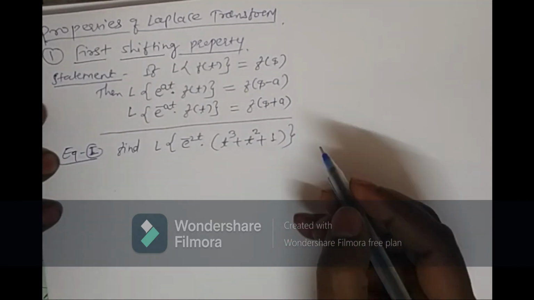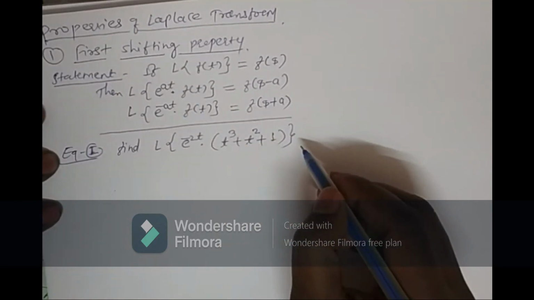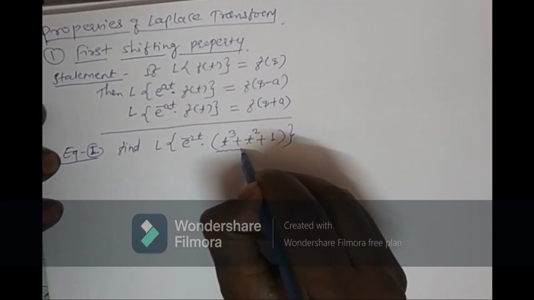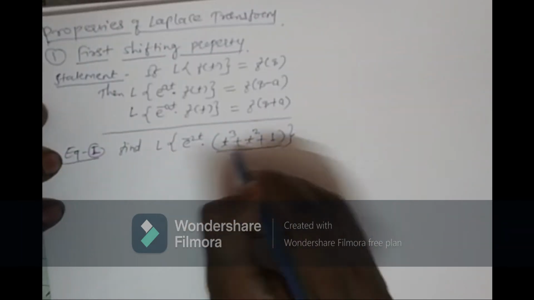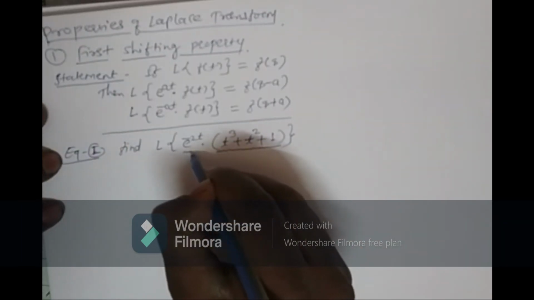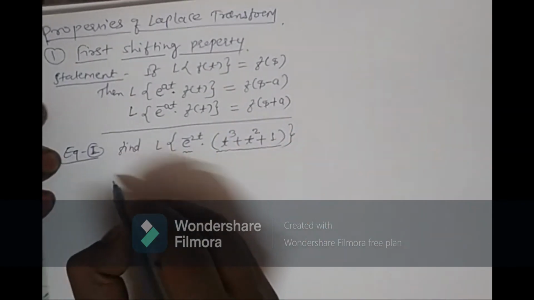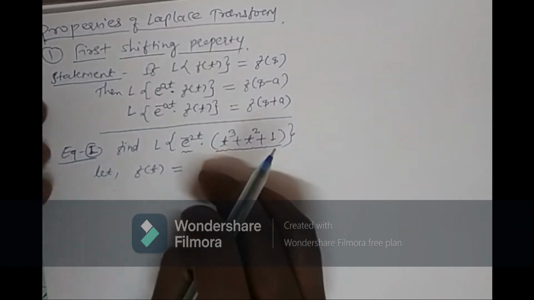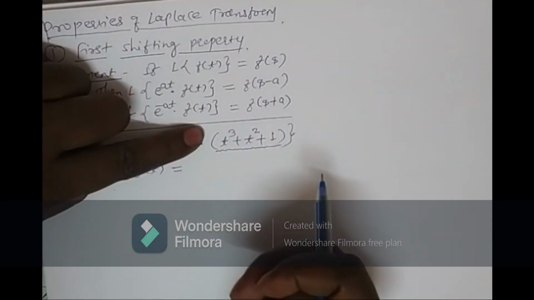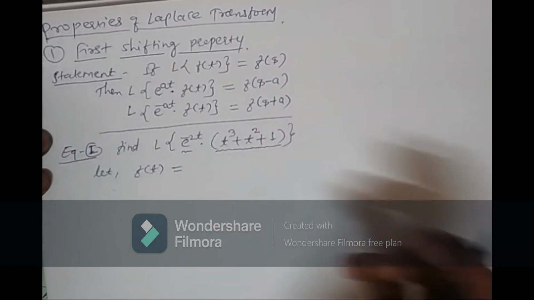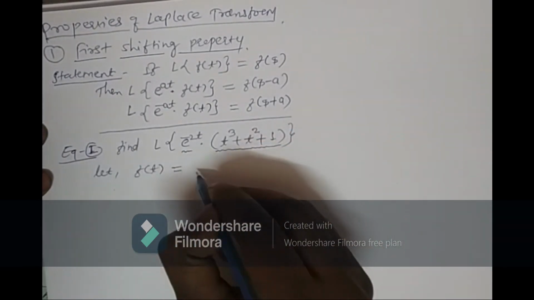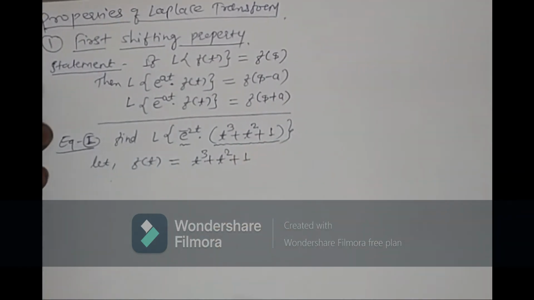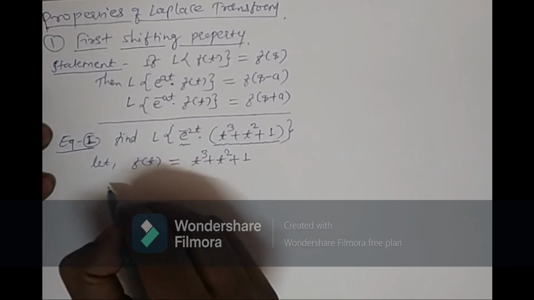Now how do you identify that this example is of the first shifting property? If you see, this is the f of t, and in multiplication of this f of t there is e raised to minus 2t. So what we have to do: let f of t be equal to, remove this e raised to minus 2t, and whatever is remaining, that is our small f of t. So f of t is equal to t raised to 3 plus t raised to 2 plus 1. Okay. And let us take Laplace transform on both sides.